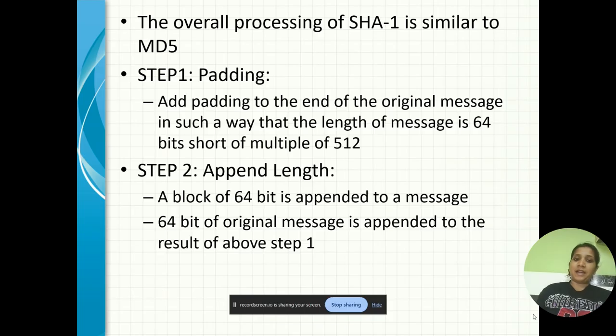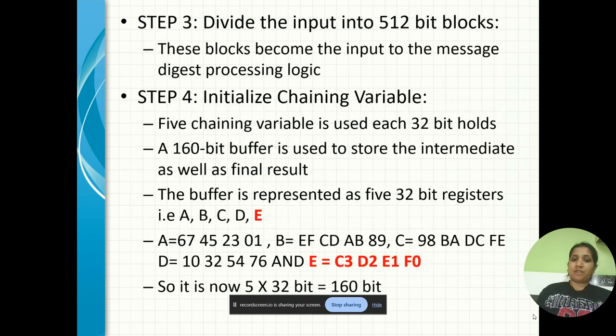Step 1, padding. Add padding to the end of the original message in such a way that the length of the message is 64 bits short of a multiple of 512. Step 2, append length. A block of 64 bits is appended to the message. 64 bits of the original message length is appended to the result of step 1. Step 3, divide the input into 512-bit blocks. These blocks become the input to the message digest processing logic.